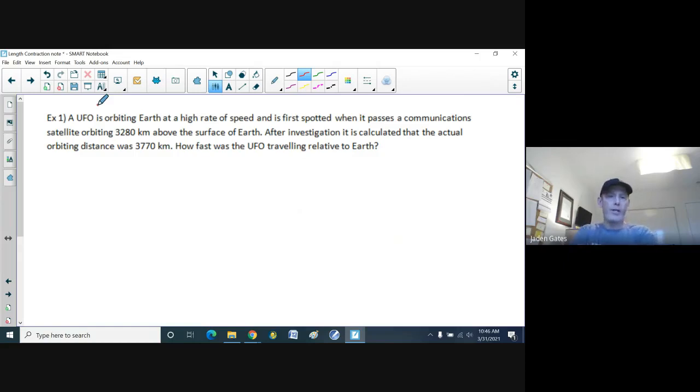A UFO is orbiting Earth at a high rate of speed and is first spotted when it passes a communication satellite orbiting 3,280 kilometers above the Earth's surface. After investigation, it is calculated that the actual orbiting distance was 3,770 kilometers. How fast was the UFO traveling relative to Earth?